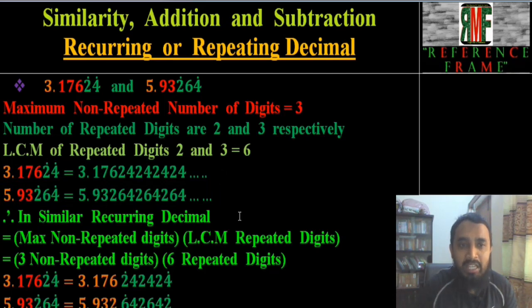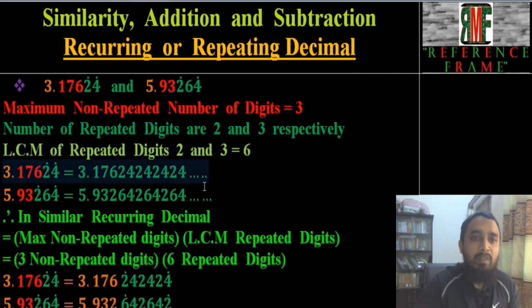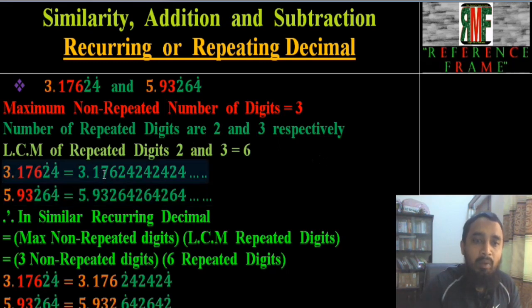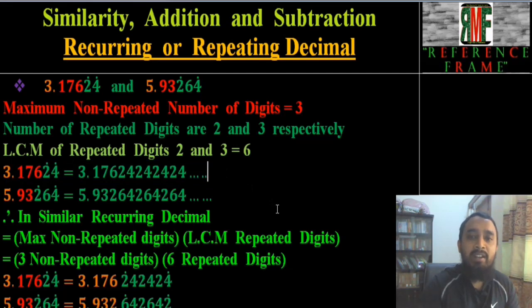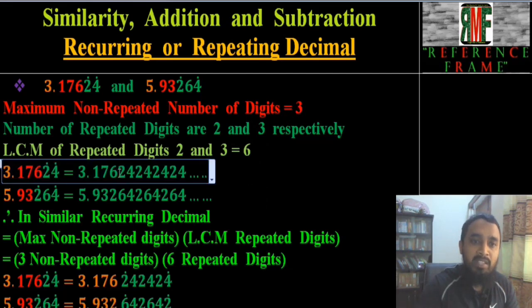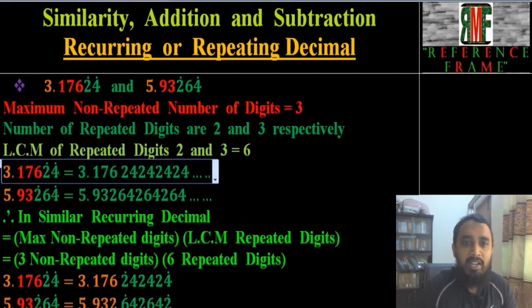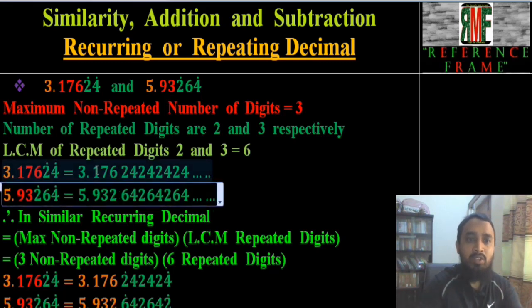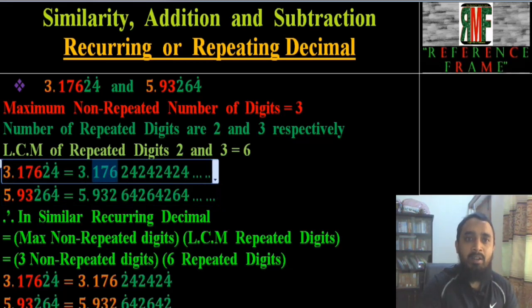To do that, there will be an equal number of non-repeated digits and an equal number of repeated digits after the decimal point. To convert them into similar decimals, we need 3 digits which will be non-repeated. So we can separate them like this: after 3 digits we put in a space. This part will be non-repeated, and we're going to mark the non-repeated part with red.